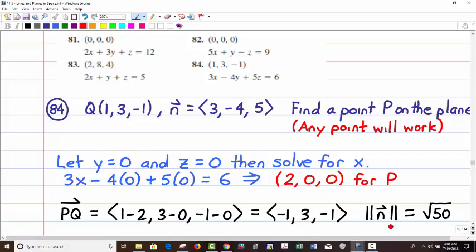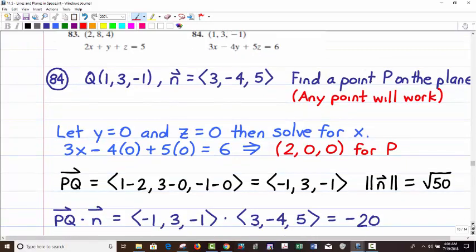Now I went ahead and found the magnitude of the normal vector, (3, -4, 5), and I get the square root of 50. We've seen how to do magnitude before, but that's real easy because you'd square the components: 9 plus 16 plus 25 is 50. So I take that PQ vector we found right here and dot product it with the normal vector of the plane n, and I get negative 20.